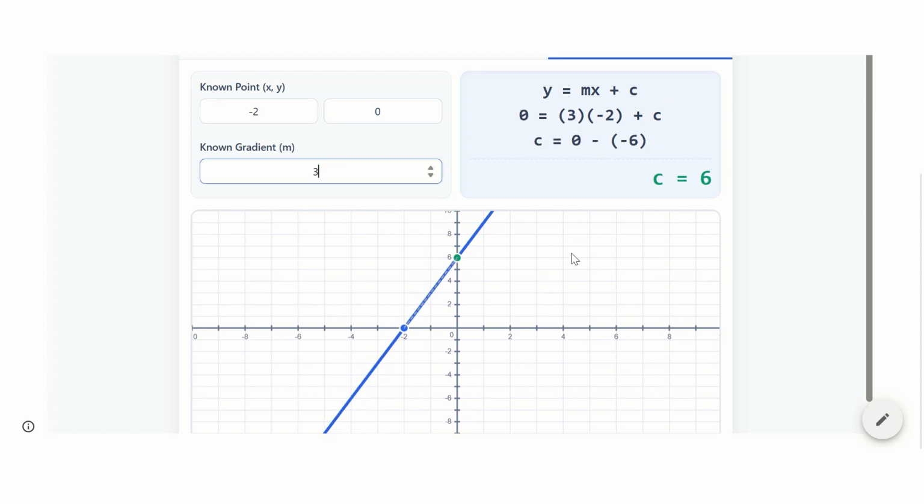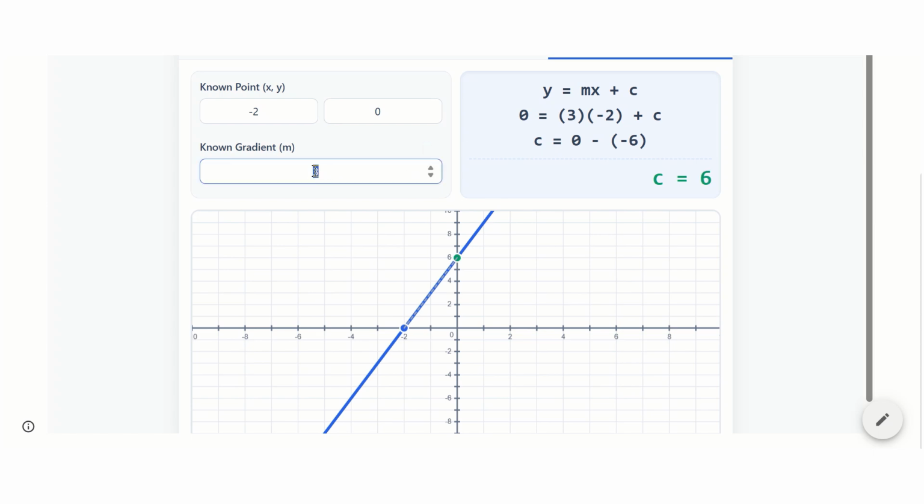Let's use this one. It's better. So substitute gradient to be 3, x to be -2, y to be 0. The y-intercept is 6. See? Graphically it is 6. Let's use another point.